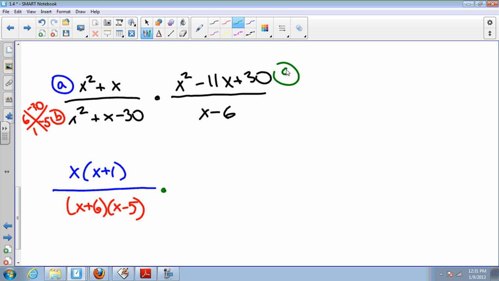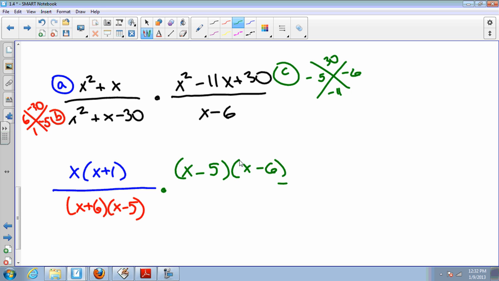times upper right, x squared minus 11x plus 30. Multiplies to 30 and adds to negative 11. That would be negative 5 and negative 6. So factored form is x minus 5 times x minus 6. And bottom right is x minus 6. It's not a sum and difference pattern. There's no GCF other than 1, so just put it in parentheses, x minus 6.